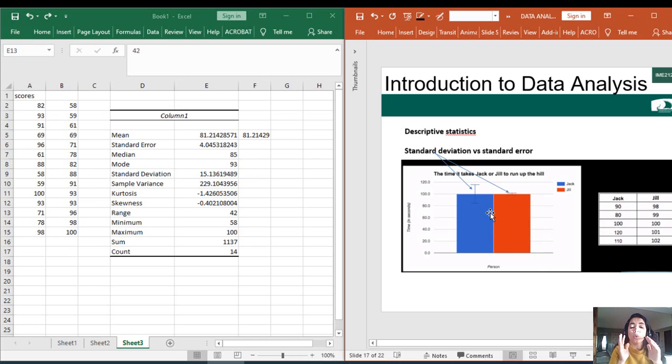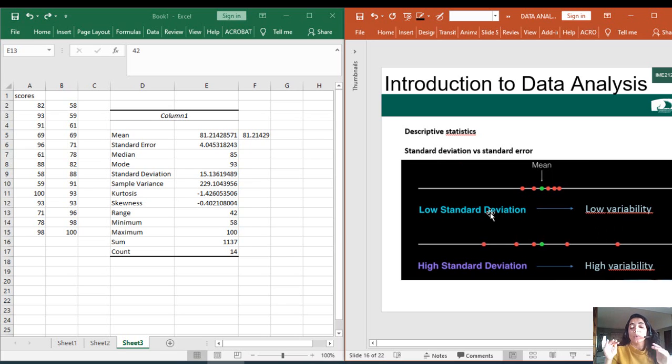So Jill, the values of the time to run up the hill for Jill, they are always close to the mean. So I should select basically Jill, even if Jack has the minimum time to run up this hill. However, he is not consistent. Jill is consistent, which means I don't have high risk to exceed this mean. So it is basically based on the standard deviation.